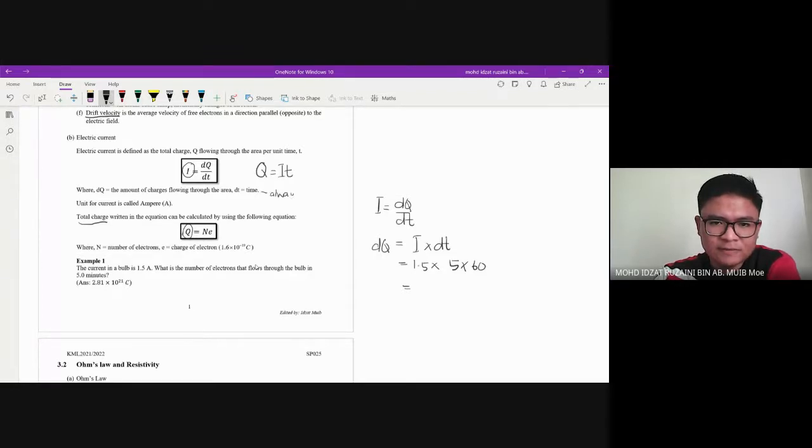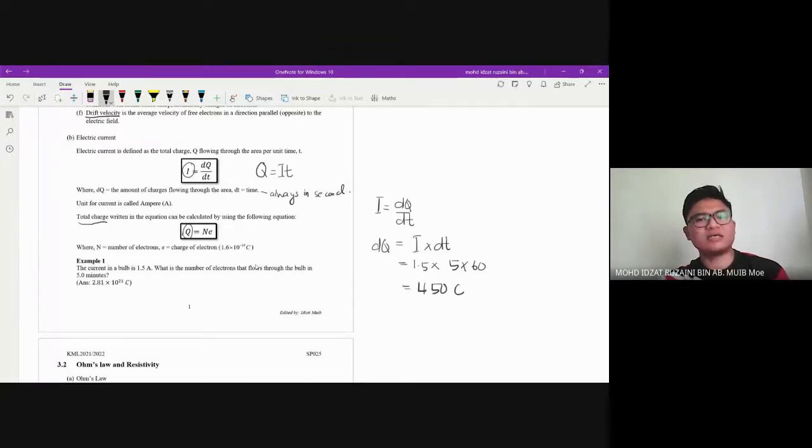Always in seconds. So you calculate 1.5 times 5 times 60, and you get 450. That is the amount of charge that flows in the bulb in 5 minutes.